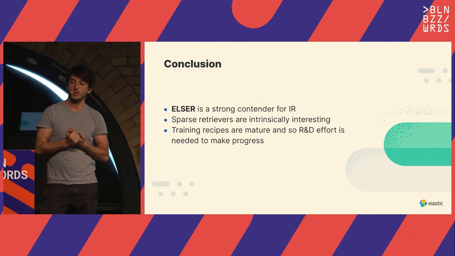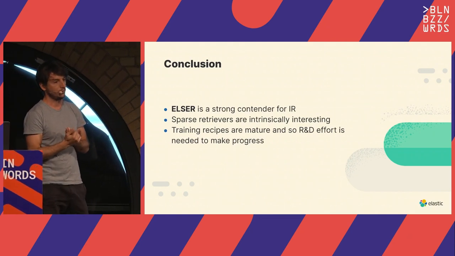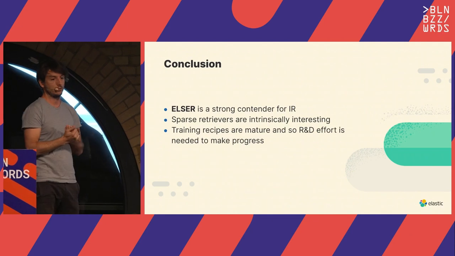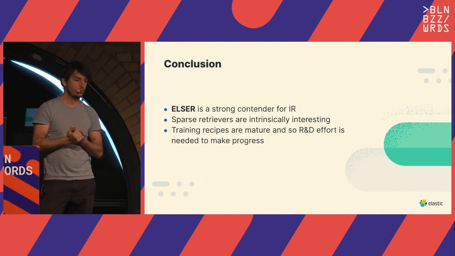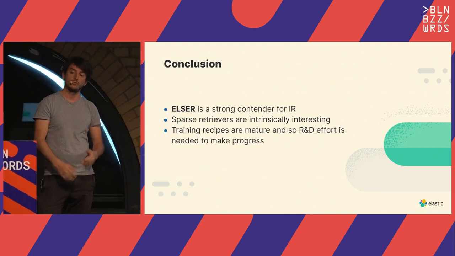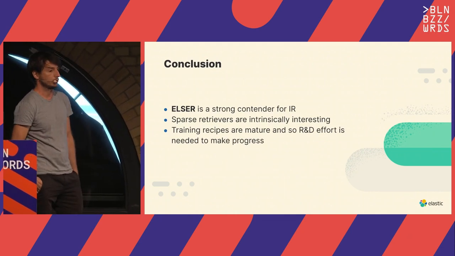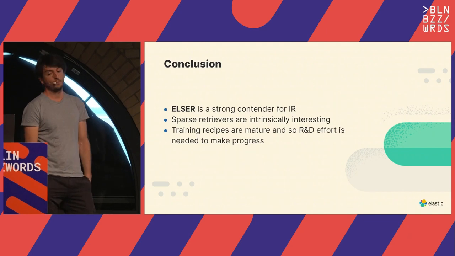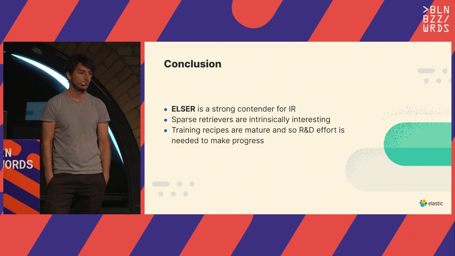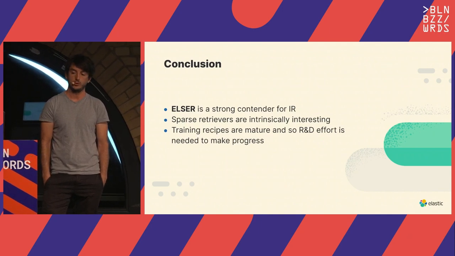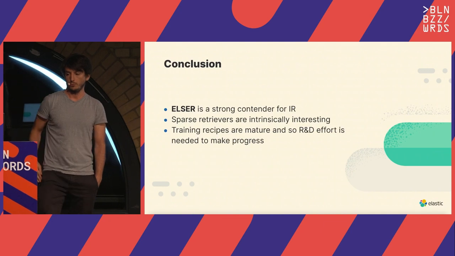And finally, as you've seen previously, we had dozens of bad ideas during those last months. And it shows that the training recipes with those information retrieval models are quite mature right now. You shouldn't underestimate the research and development effort you need to put into that if you want to make progress and get something that works a bit better than the actual baseline of now.